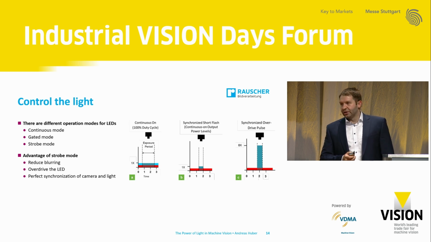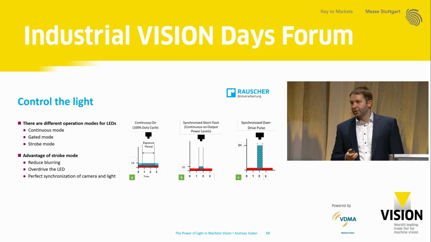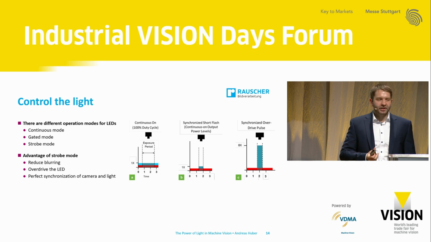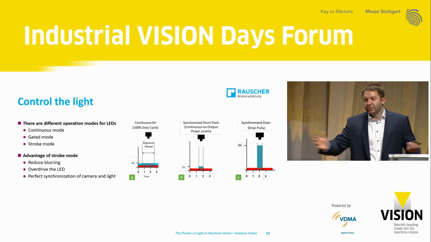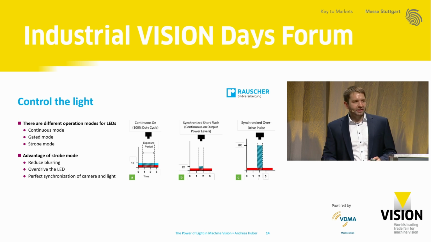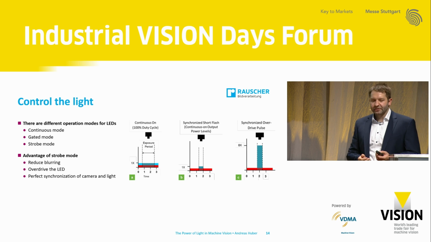Another very interesting topic is how to control the light. So the different LEDs you can operate in different modes. You can use the continuous mode, which means you turn the LED on, and by the end of the day, you turn the LED off. Everything is working fine. The next step is you can use the light in gated mode, which means if the camera is in exposure mode on, your light is also on. If your camera is off, your light is also off. There, the life cycle of your LED is longer, and you can save the environment.